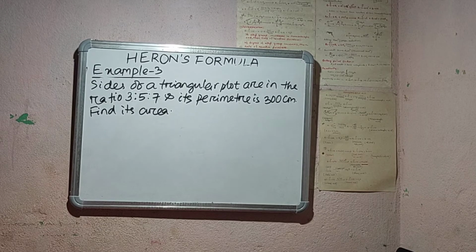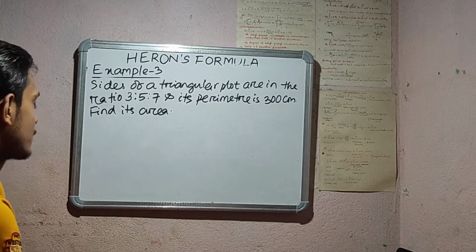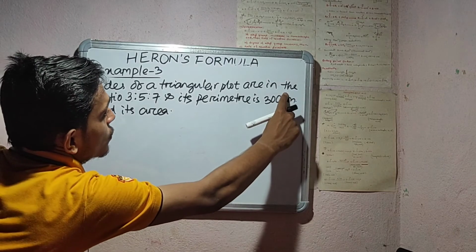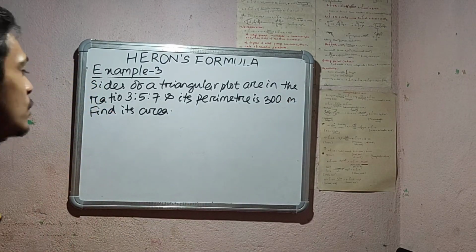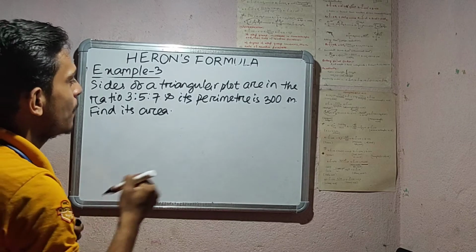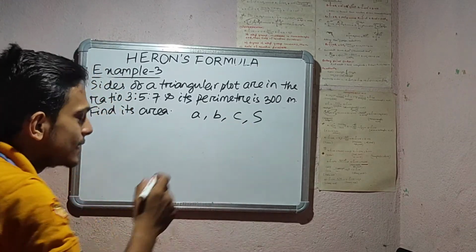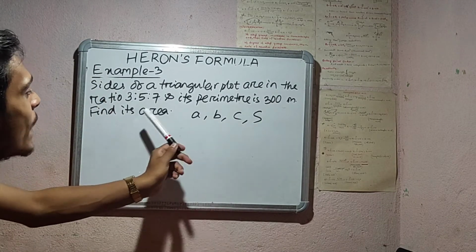So here is example 3. The question is: the sides of a triangular plot are in the ratio 3:5:7, and its perimeter is 300 meter. Sorry, 300 meter. So find the area. For area, we mostly need a, b, and c. Yes or no? These parameters are required to find the area.